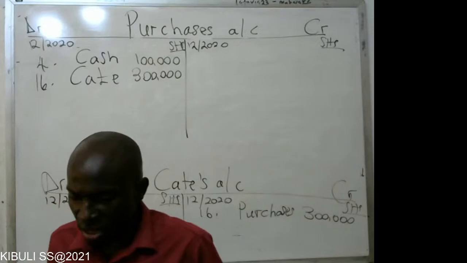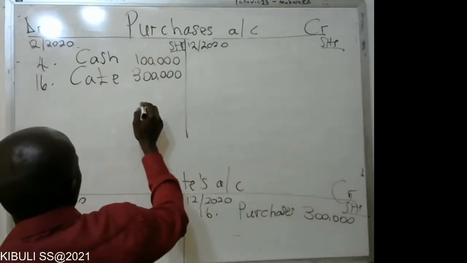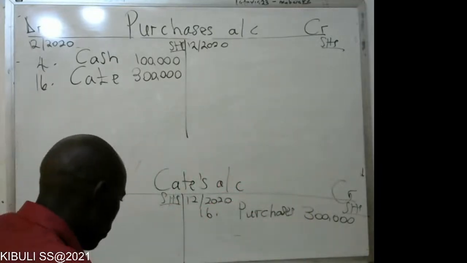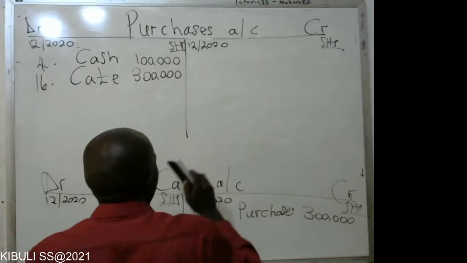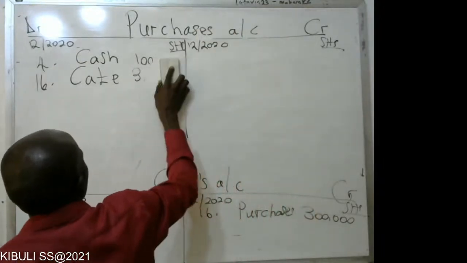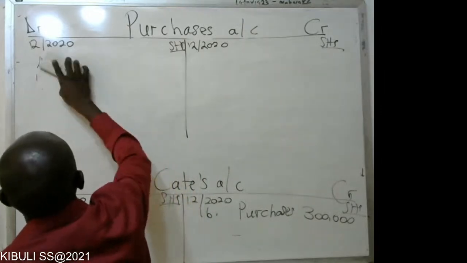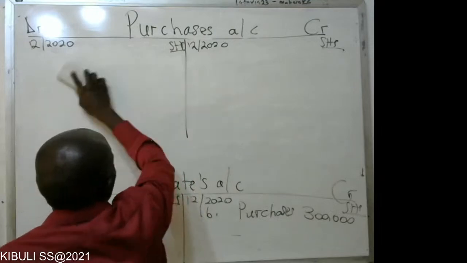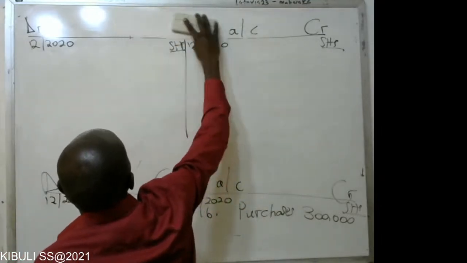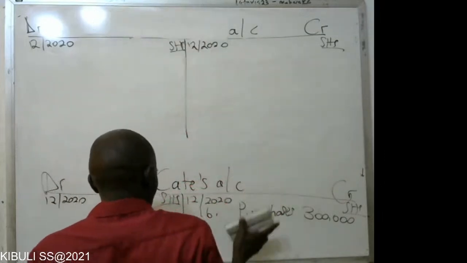So if you confirm that that's all you can record in the purchases account, now you can go ahead and do what? And balance off your purchases account. Class, go ahead and balance it off. Okay, this time around I'm not balancing for you, because I believe you have mastered how to balance the ledger accounts. Okay, now let us move to another transaction.